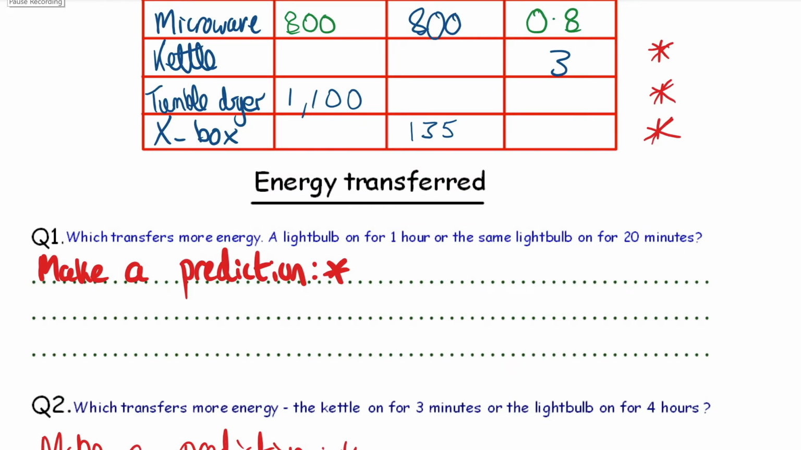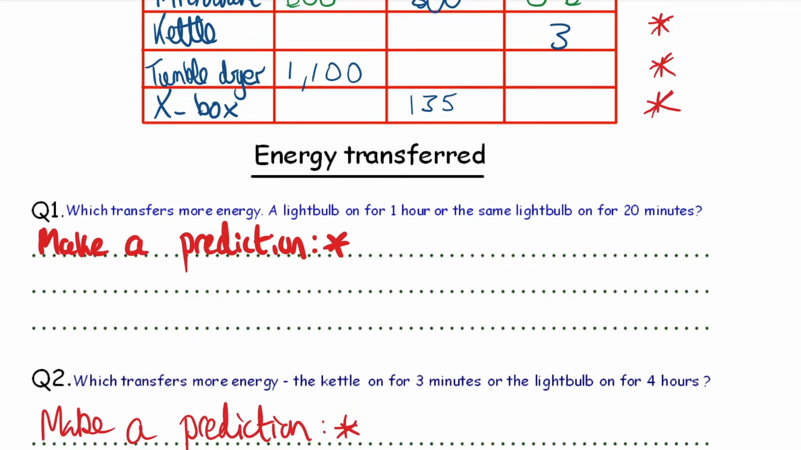Underneath, a couple of predictions for you to make. So don't worry if they're not spot on. It's going to be almost impossible to know exactly how many joules are going to be used, but we're going to calculate that in a moment. It asks, which transfers more energy, a light bulb on for 1 hour or the same light bulb on for 20 minutes? Well, I hope you get that one right. You should get that one right.